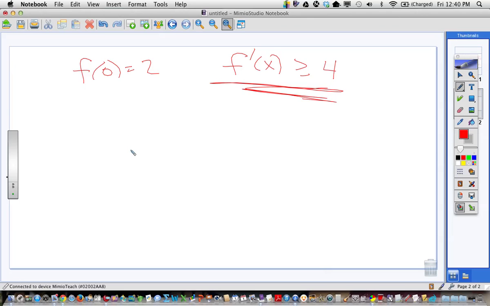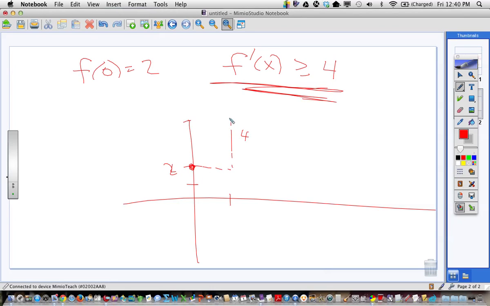What can be said about the values of f of 1 and f of negative 3? Okay. So first we'll do 1. So f of 0 is 2. So here we are right here. If we go over 1, we have to go up at least 4, right? Now we're already at 2. So that means we might go up as high as 6 or more. So f of 1 has to be greater than or equal to 6.